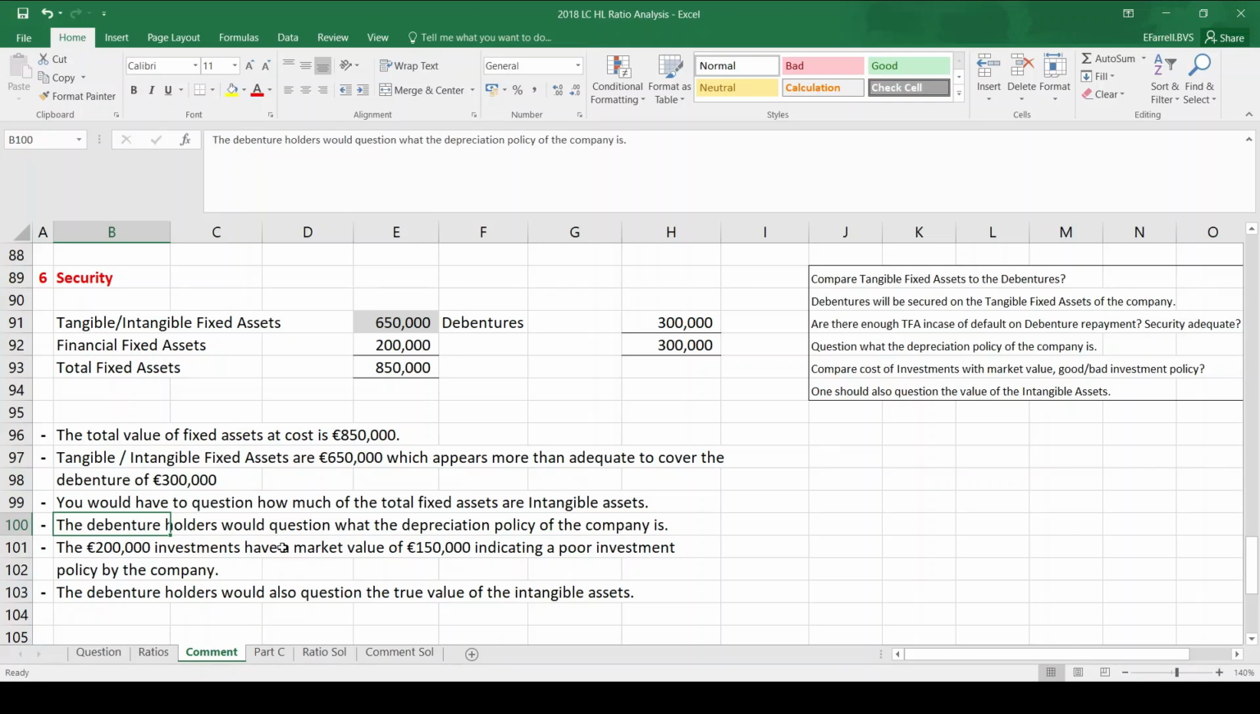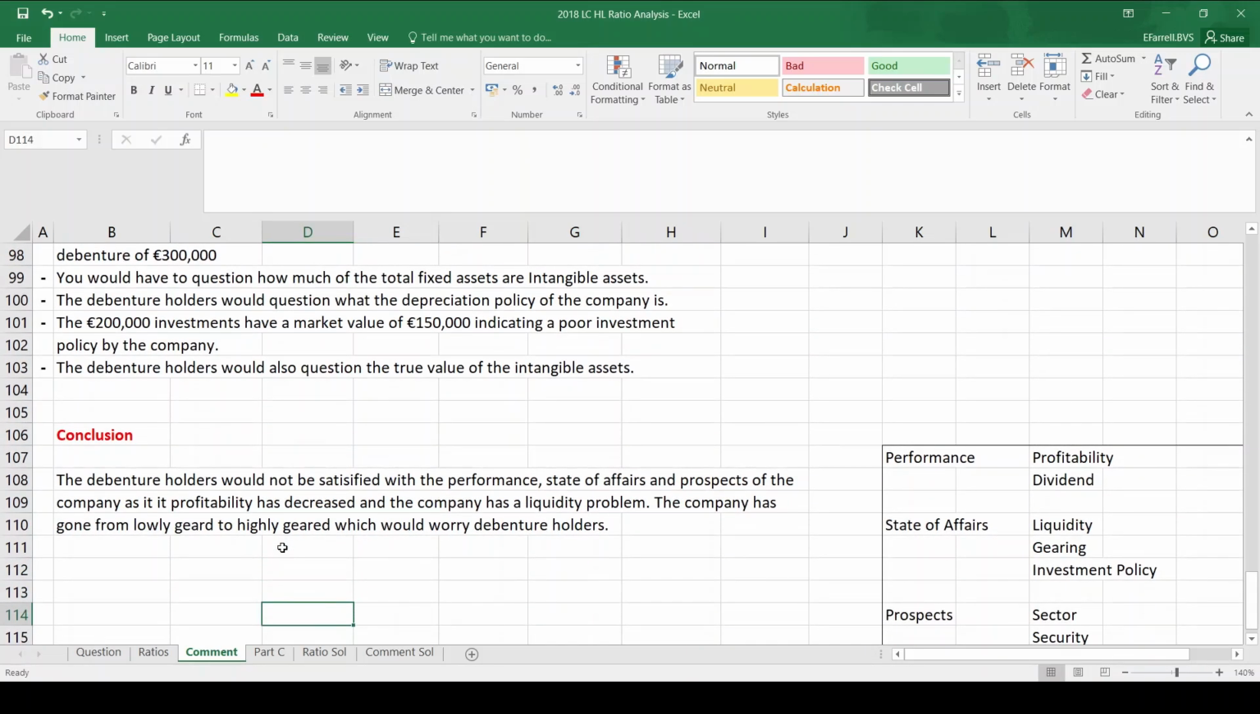Okay, so that is part 6 done. So now I just write some sort of a conclusion, okay? So the conclusion I would come up with is the debenture holders will not be satisfied with the performance, state of affairs and prospects of the company, because that's what we were asked, as its profitability has decreased and the company has a liquidity problem.